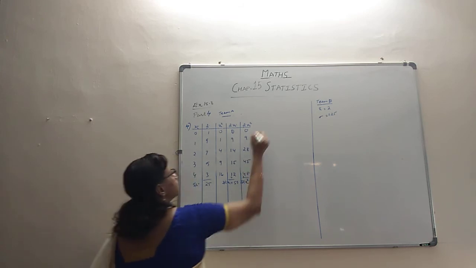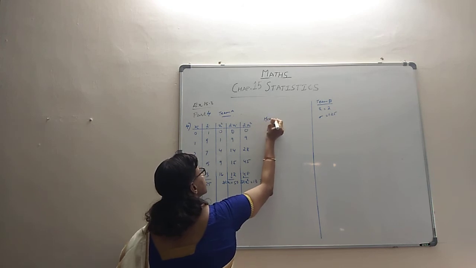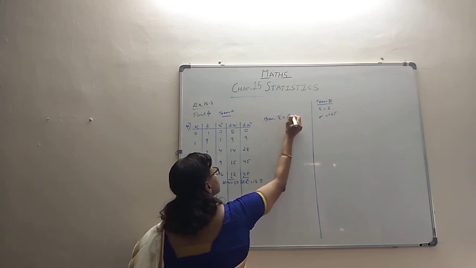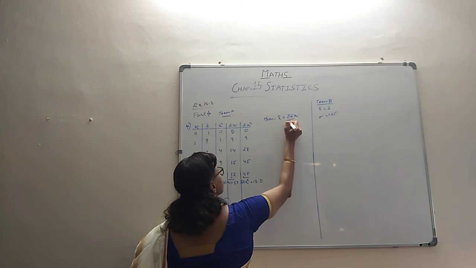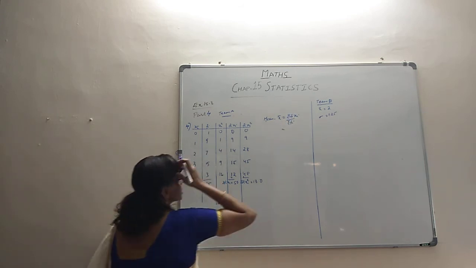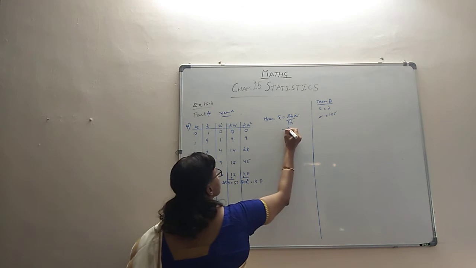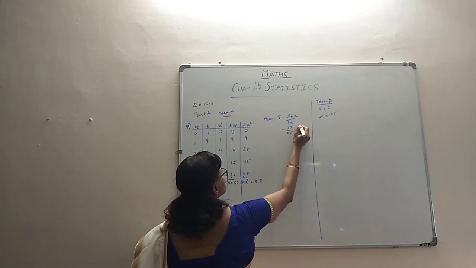So mean, let's find. Mean X bar is summation FIXI by summation FI, because we have not gone to other things. So that's coming as 50 by 25. Very easily it is coming to 2.